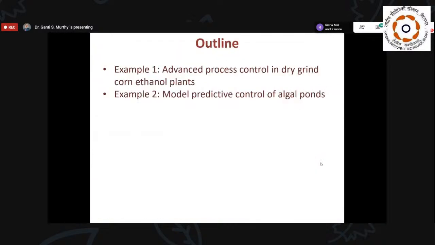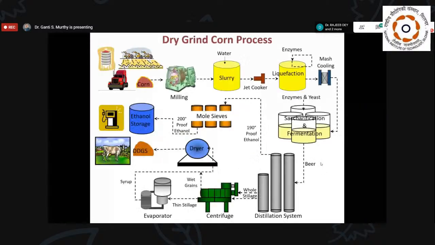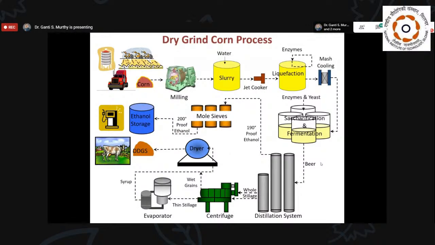With that, without much further ado, I will move on into the actual topic, that is developing advanced process control in dry grind corn ethanol plants. Many of you may not be familiar with the dry grind corn process. This is the process used in the US to produce about 15 billion gallons, or 60 billion liters, of ethanol from corn every year.